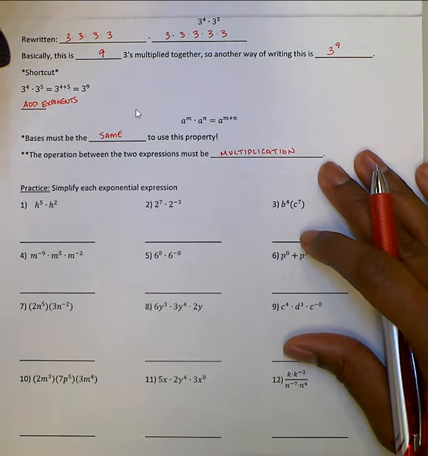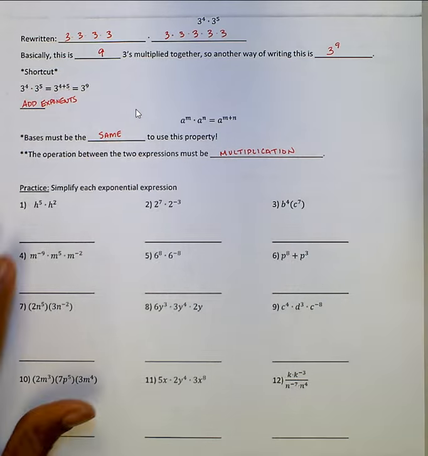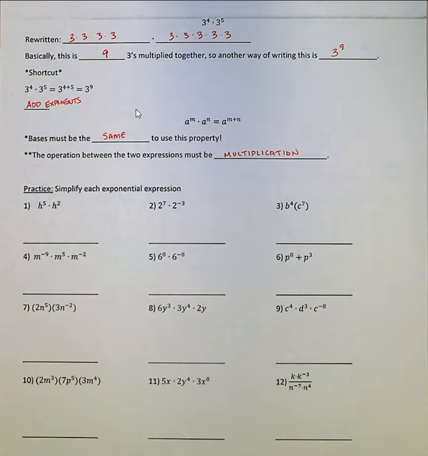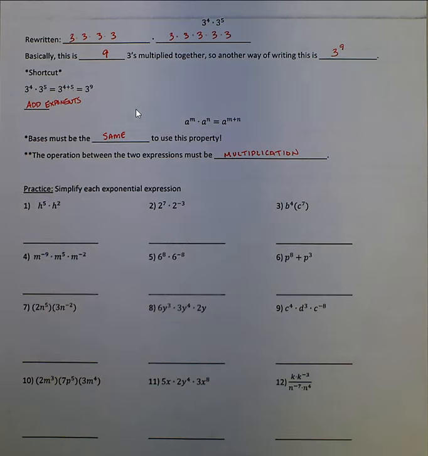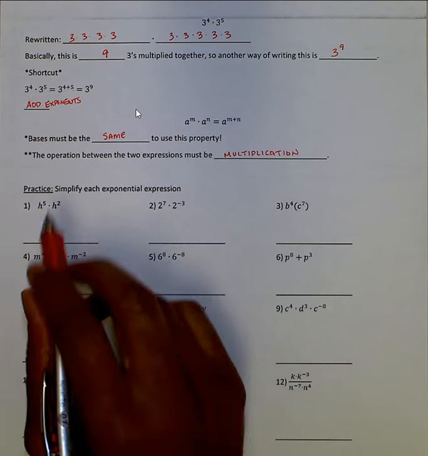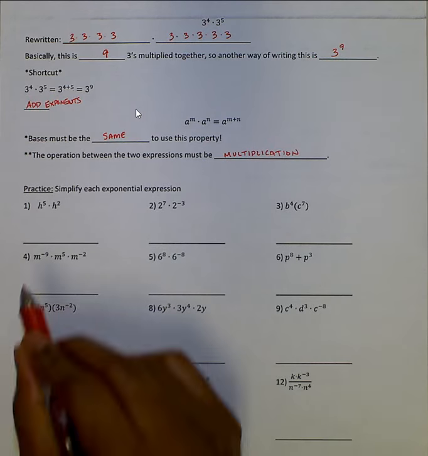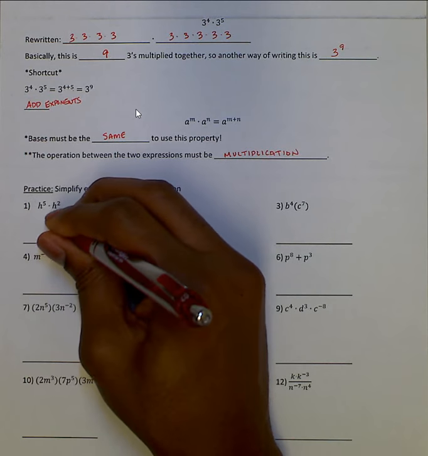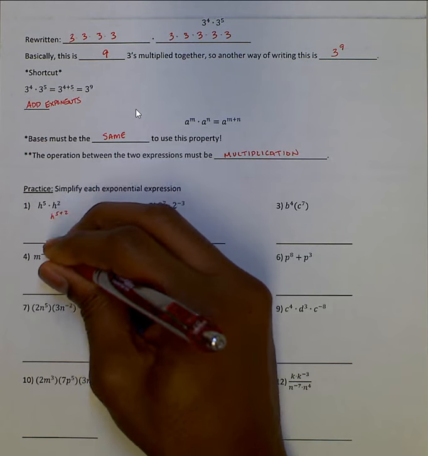Alright? So let's go through some sample problems, because that is the big idea, the learning target. We should be able to do this, and now we're going through some problems so we can see the different ways that it shows up. So we have h to the 5th times h to the 2nd. Same base, multiplication. So we can rewrite this as h to the 5 plus 2, or h to the 7th power.